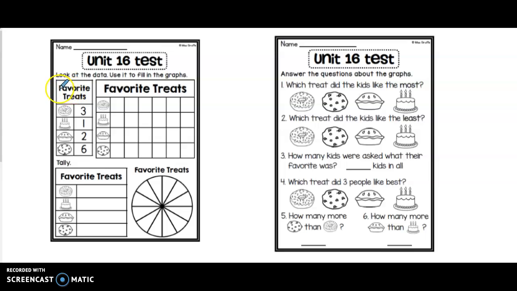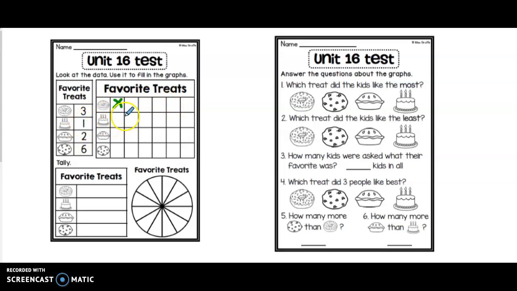So if we look right here, it says favorite treats, and then it has a donut, a cake, a pie, and a cookie, and it gives you the numbers for each one. You need to take this information that's right here and turn it into a graph. So let's pretend that one kid liked a donut. You're just going to either color in or put an X in the box here.